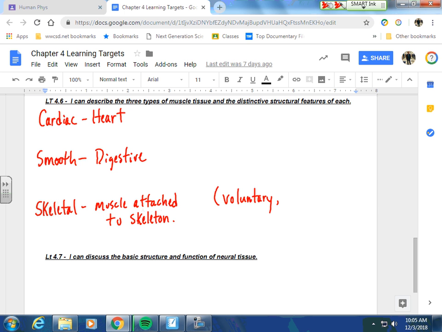What about the heart? Can we just say, hey, I want to slow my heart down for a little bit and think about it? Hey, check this out. I'm going to stop my heart real quick. No, right? We don't. So cardiac muscle is involuntary. We do not consciously control that.